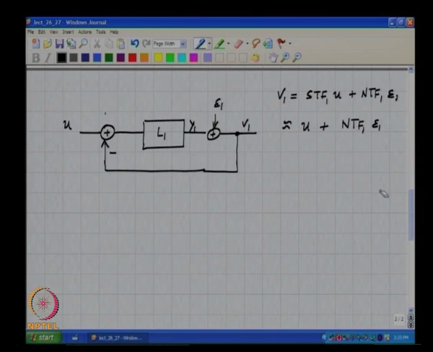Right. So the idea is that when you are actually building the system, you certainly have access to Y1 and to V1. Okay. So in principle, you can determine E1 by subtracting the 2. All right. So let's do this.